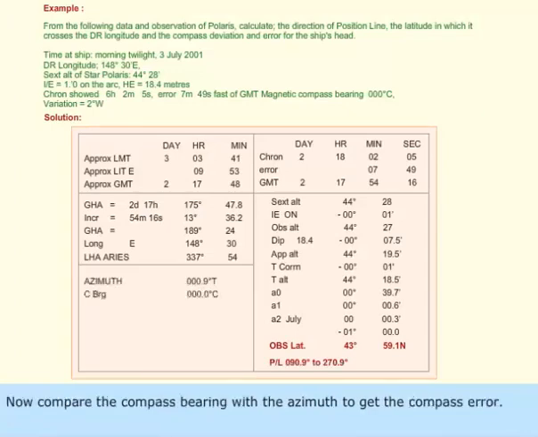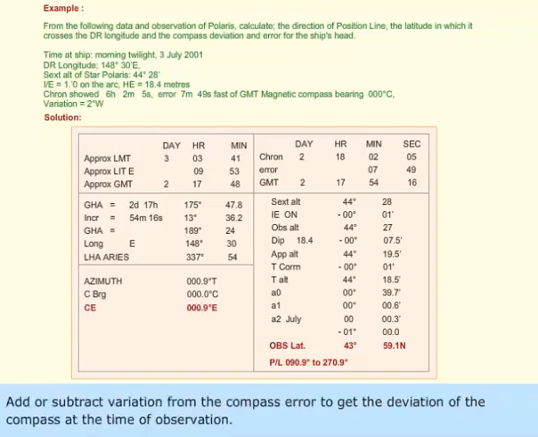Now compare the compass bearing with the azimuth to get the compass error. Add or subtract variation from the compass error to get the deviation of the compass at the time of observation.